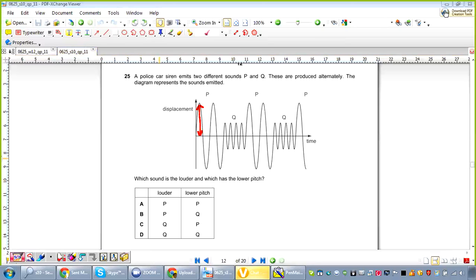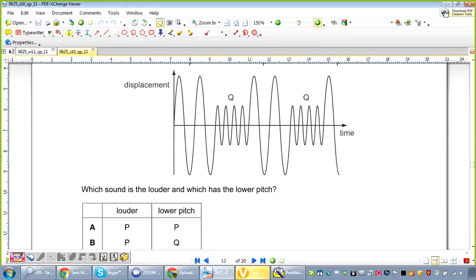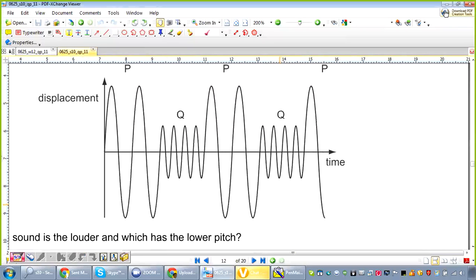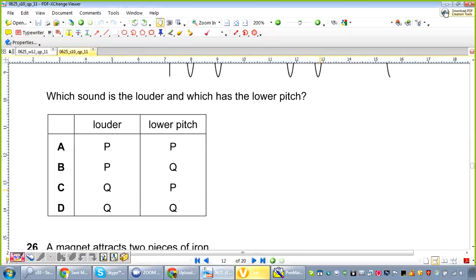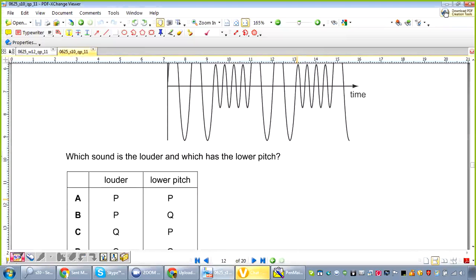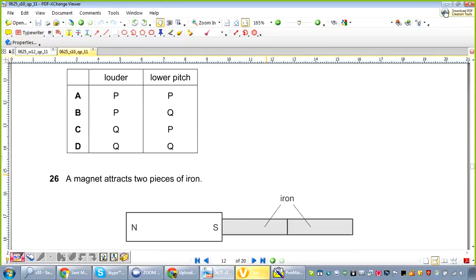Now you'll have to check for pitch. Then you'll have to compare for frequency. So Q. No, with P. Sorry, P has a lower pitch. Correct? You can just make the comparison over here. You can see here there are more number of waves in Q. So Q is having higher pitch. So P obviously has a lower pitch. So here the option is going to be A. Correct? So it's A.